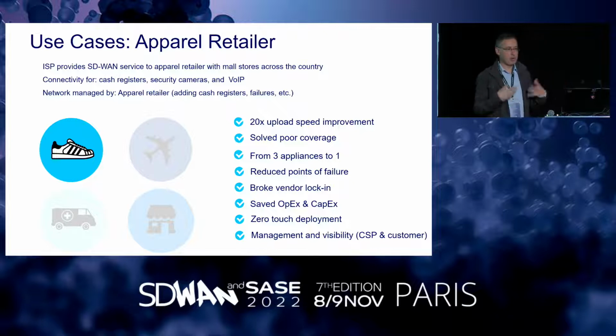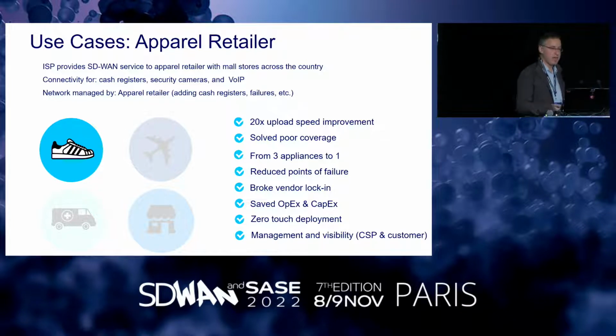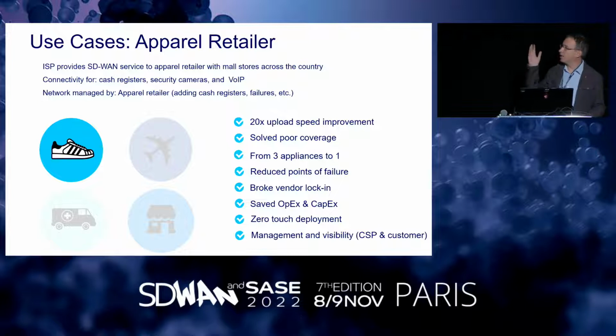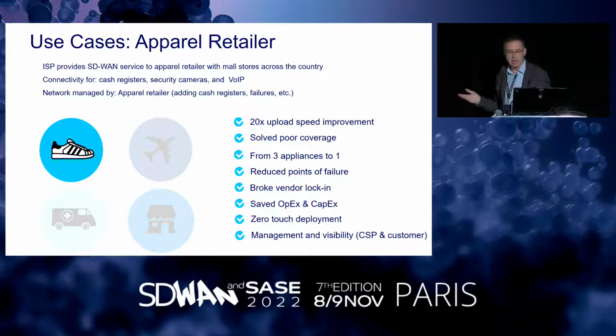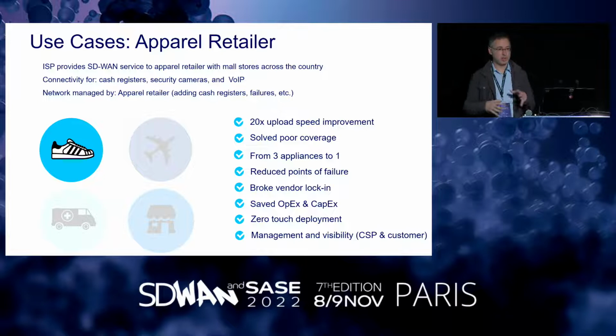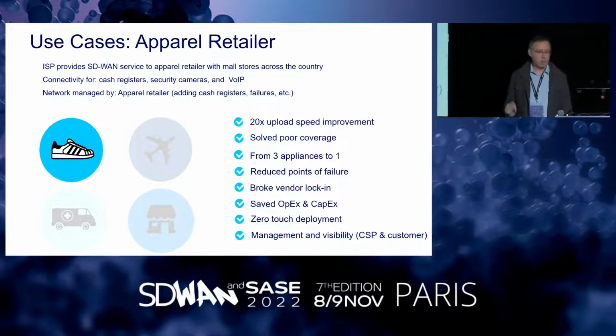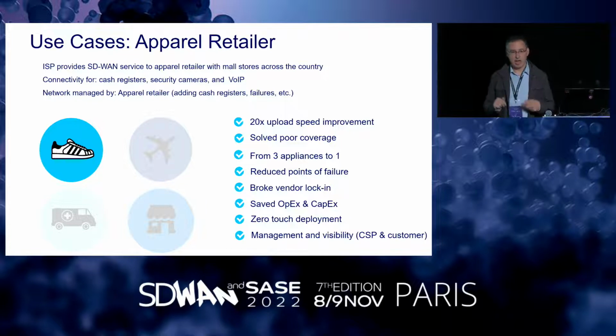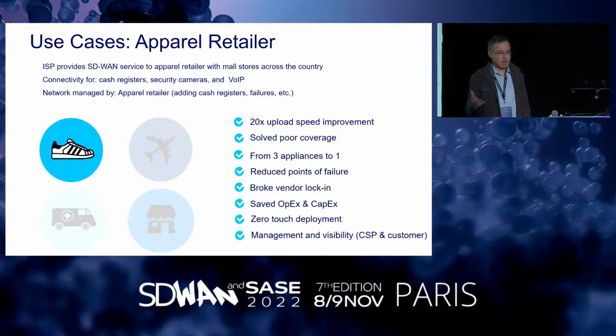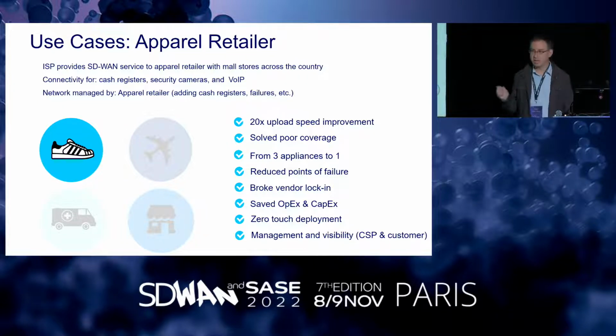So when we approached this ISP, we provided it our solution, and we got 20 times improvement in speed. We solved this poor coverage that was extremely dominant in these malls. We reduced the number of appliances that this apparel retailer had from 3 to only 1. We reduced the point of failure. We broke the vendor lock-in because our architecture is tech agnostic, which will be the focus of the talk, and I will go into it in just a few minutes.